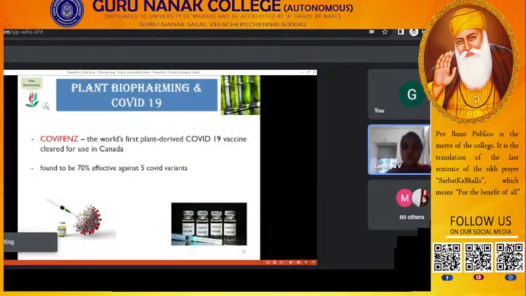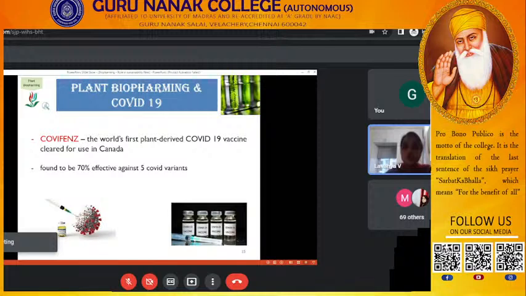And yes, right now we have a vaccine, Covifenz, which is the world's first plant-derived COVID-19 vaccine, which was quite recently cleared for use in Canada. So right now it can be used only in Canada. And most importantly, it is found to be about 70% effective against COVID-19 variants.